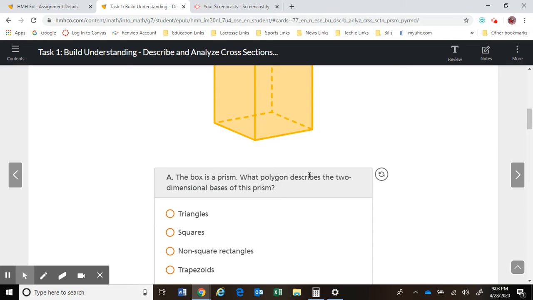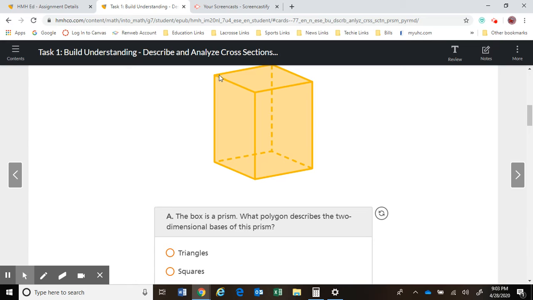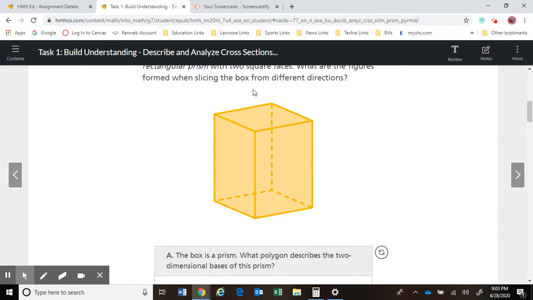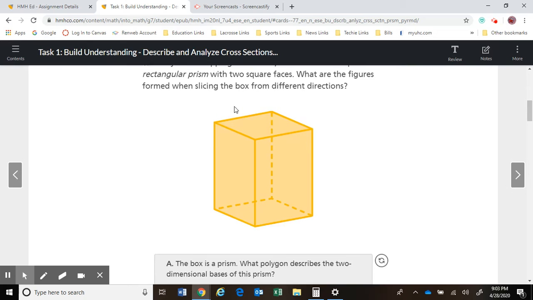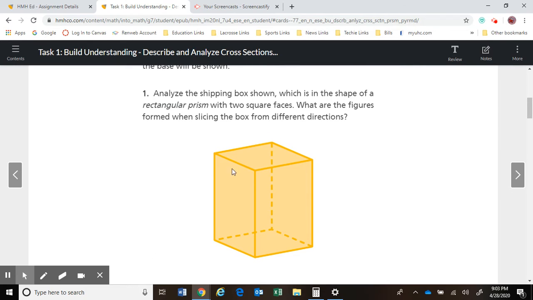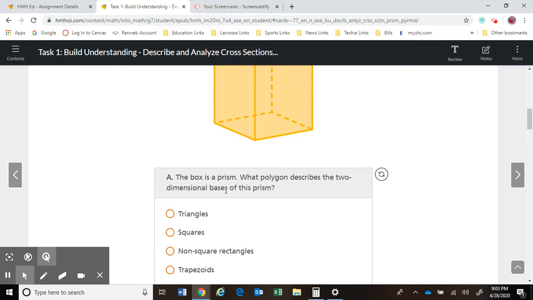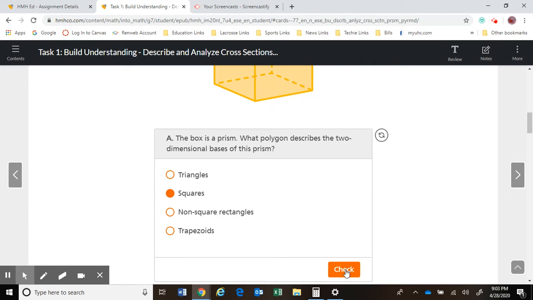The box is a prism. What describes the two-dimensional bases of this prism? So what shape is the base and the bottom? Well, if you look at that pretty closely, it says two square faces, and there's only two squares here, the top and the bottom. So those square faces right there are your bases. Okay, so squares.